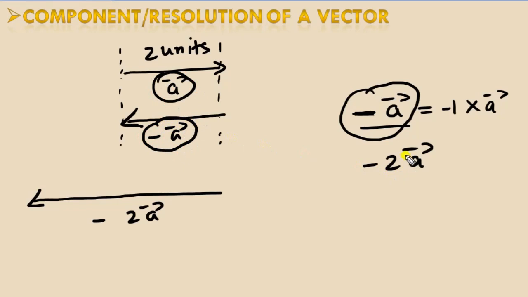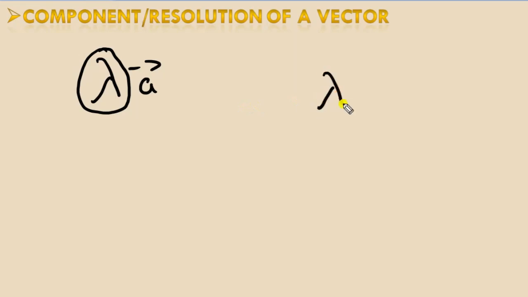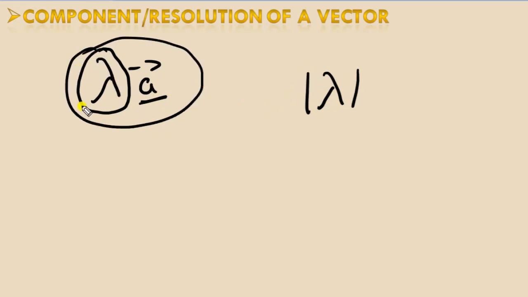Now if we multiply it with minus 2 vector A, that means the magnitude this time will be 4 units, and the negative sign in minus 2 vector A shows that the direction is reversed. What did we learn? We learned that if we multiply a vector with a scalar, a number lambda, we get another vector, the magnitude of which is mod lambda times the magnitude of vector A. And the direction of the vector we get after multiplication is the same as the direction of vector A if lambda is a positive number, and opposite to the direction of vector A if lambda is a negative number.